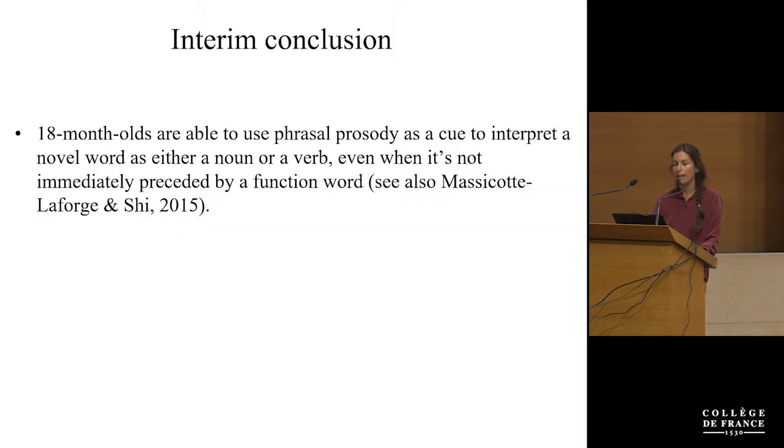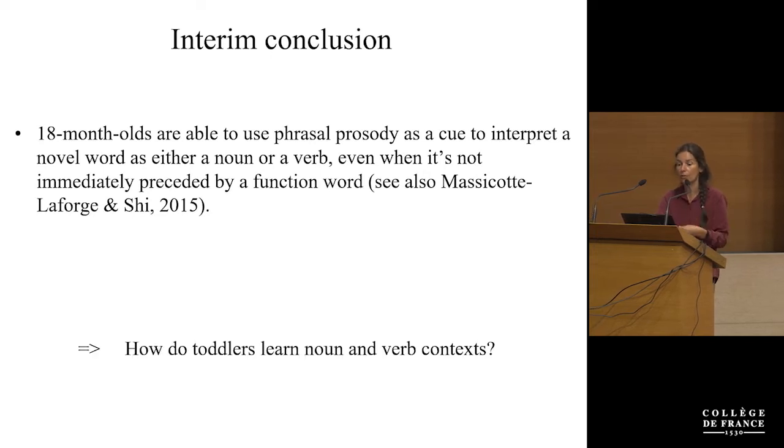So what this shows us is that these 18-month-old children are indeed able to use phrasal prosody in conjunction with function words to interpret whether a novel word is a noun or a verb, or likely to refer to an object or an action. Thank you.